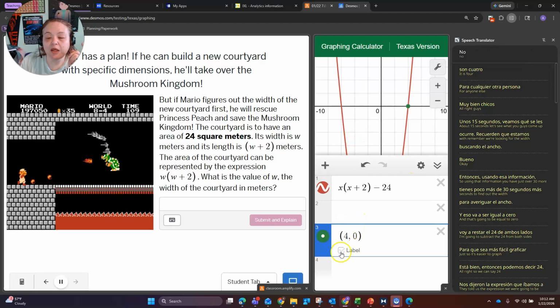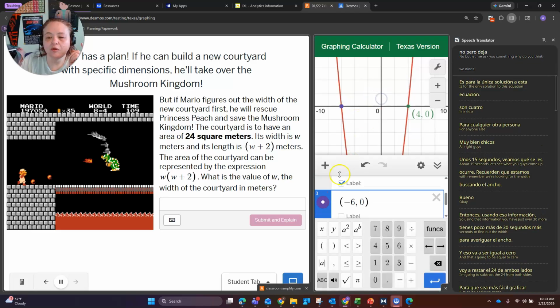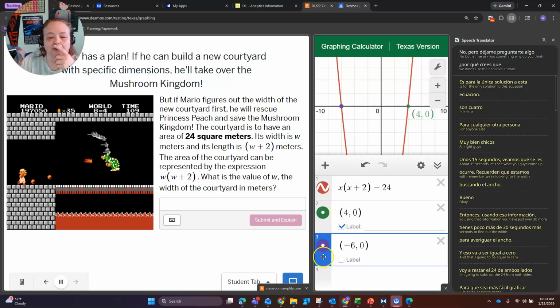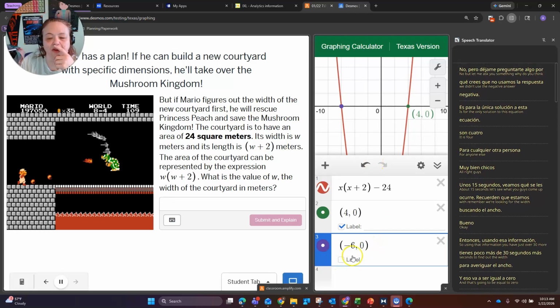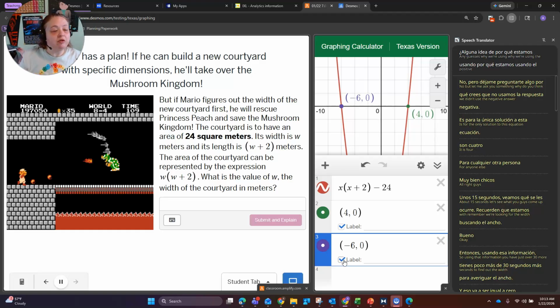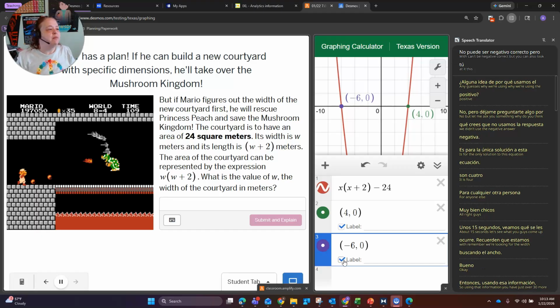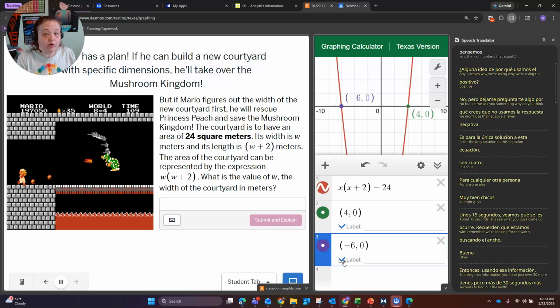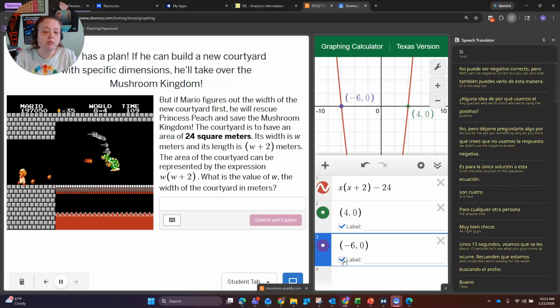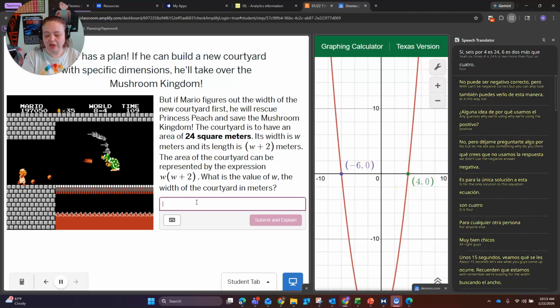No, but let me ask you something. Why do you think we didn't use the negative answer? Any guesses why we're using the positive? Width can't be negative, correct. But you can also look at it this way too. Let's think of numbers that equal 24 when we multiply. 6 times 4 is 24. 6 is 2 more than 4, so 4 is the lower number. We would want to go with the lower number there. But I like reminding ourselves that negative width is not a thing.